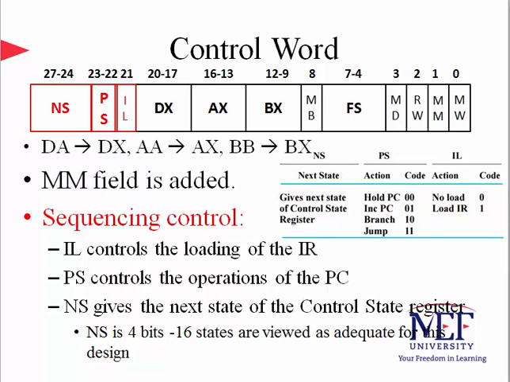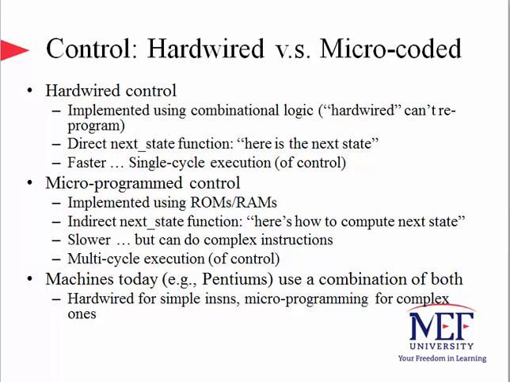For the sequencing control, we have new control signals like IL, which controls the loading of the instruction register. PS, as we said before, controls the operation of the program counter. And NS gives the next state of the control state register. NS is picked to be 4 bits, which means that we control 16 states. We assume 16 states, which is viewed as adequate for this design. You can also increase or decrease it based on your design, so you can use fewer bits.